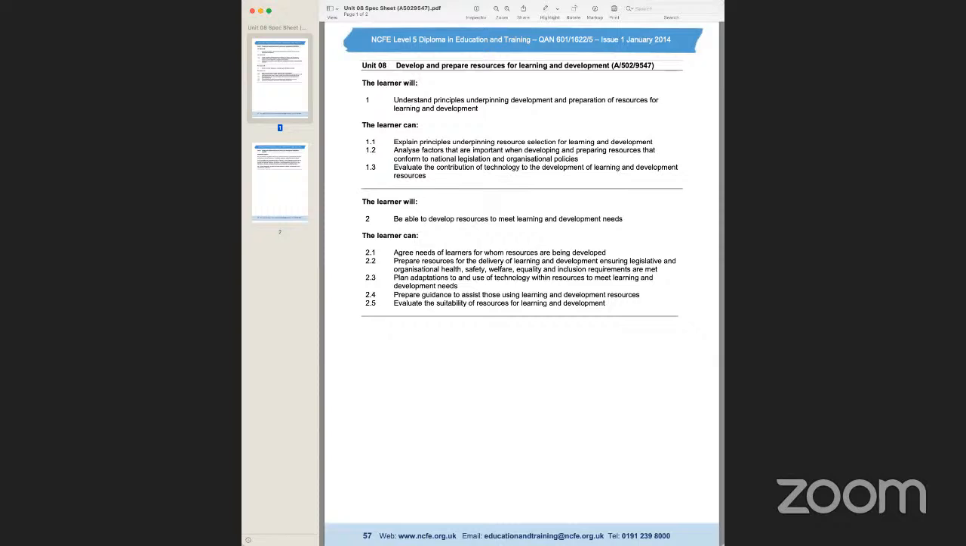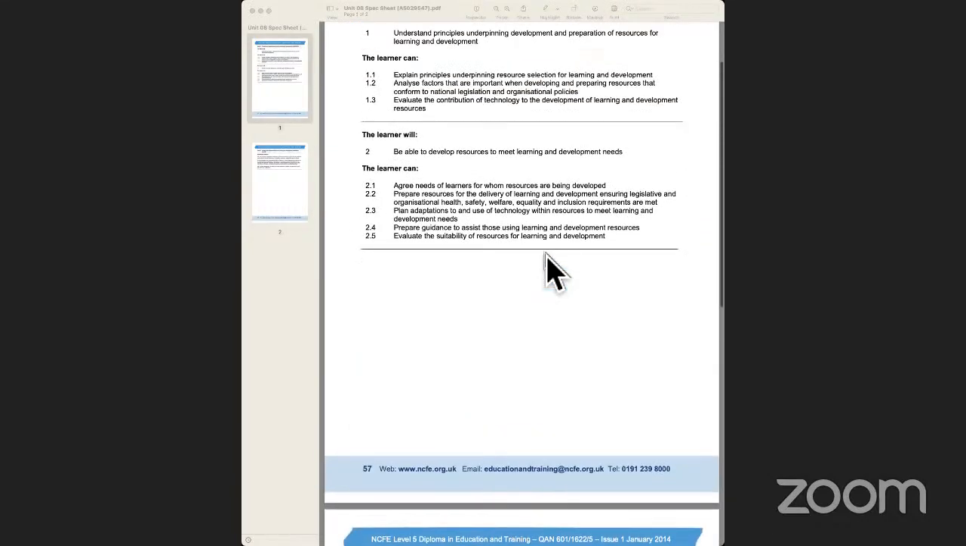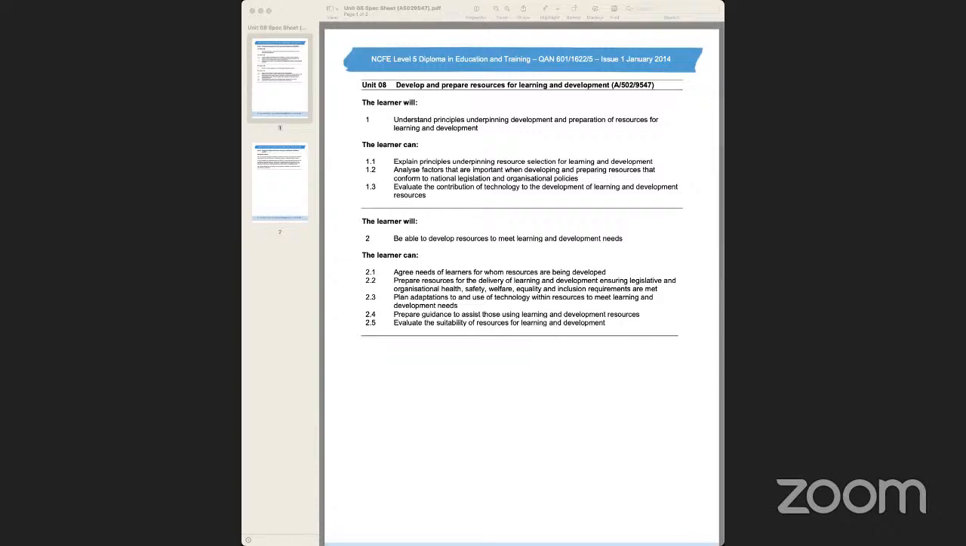Now, a couple of things that I want to do before I start this particular unit. What I want to look at is discussing the various bits that we need to look at when we talk about the learning and development of these resources. This unit has two learning outcomes, which basically cover understanding the principles underpinning development and preparation of resources for learning and development.